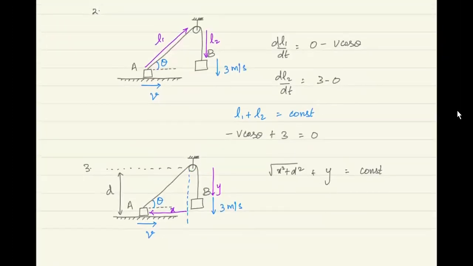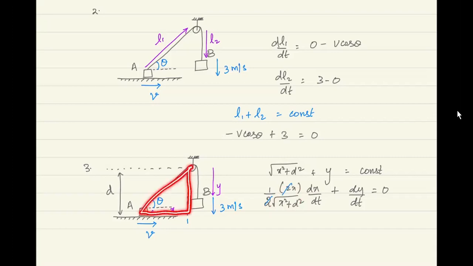Now the third method, you differentiate this. Differentiation of root of x square plus d square: 1 by 2 root of x square plus d square into 2x dx by dt, differentiating with respect to time, plus dy by dt will be equal to 0. I can cancel out the 2 and 2, and x divided by root of x square plus d square. If I consider this right angle triangle here, x divided by root of x square plus d square will simply become cos theta. So I'll have a relation like this: cos theta times dx by dt will become minus v, dy by dt will be equal to 3. This will be equal to 0. You will get the relation.